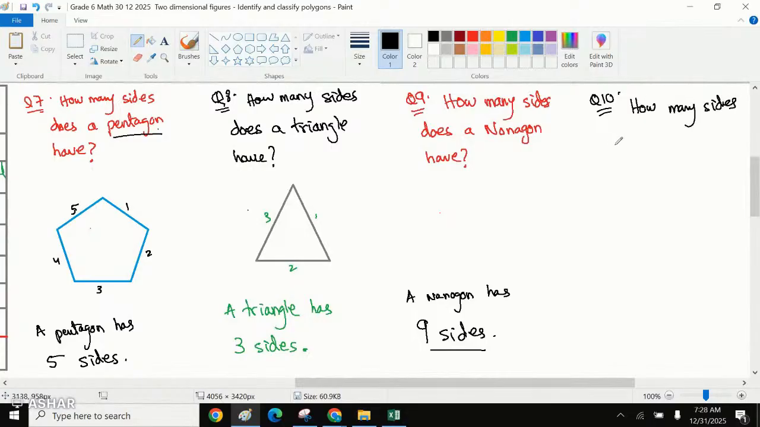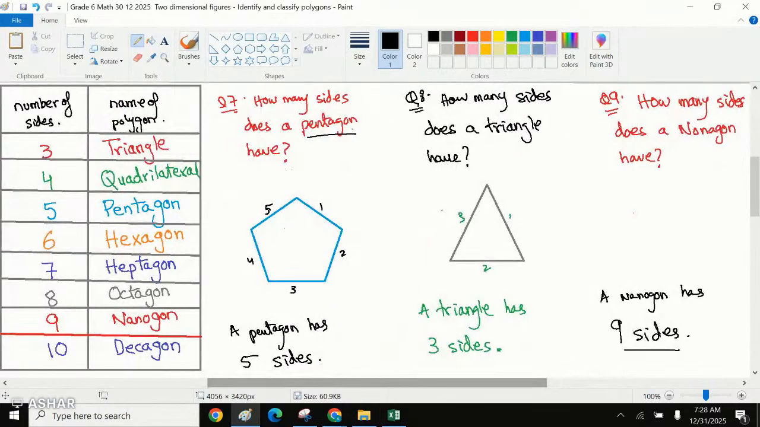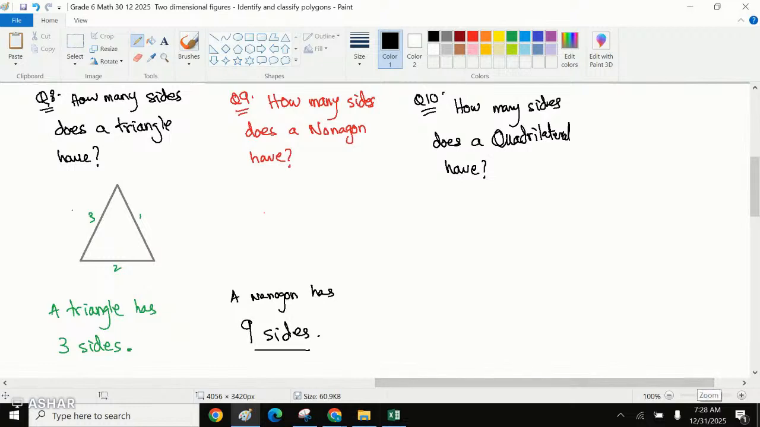For the next question, question number 10: how many sides does a quadrilateral have? See, a quadrilateral is a technical term. It's a very key term. Any shape with 4 sides will be a quadrilateral, right? Quadrilateral is the only tricky term because tri means 3, penta means 5, hexa is 6. We are used to these terms. But quad means 4. So you need to remember it's called quadrilateral.